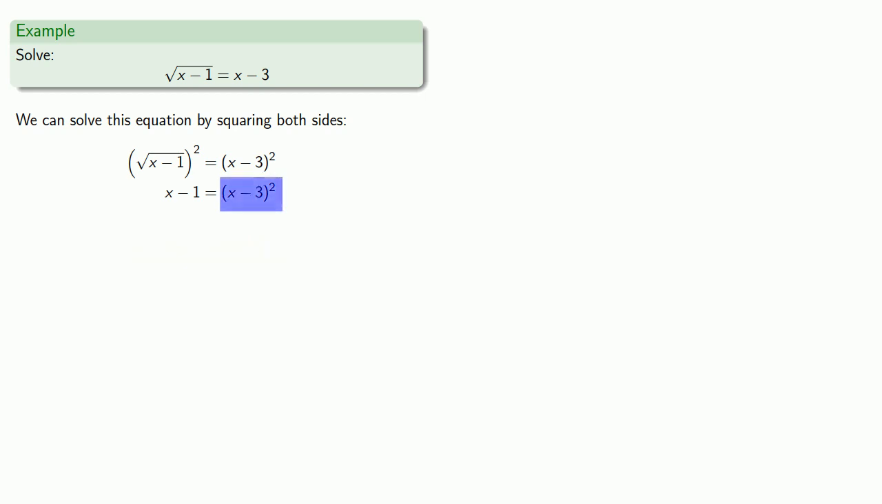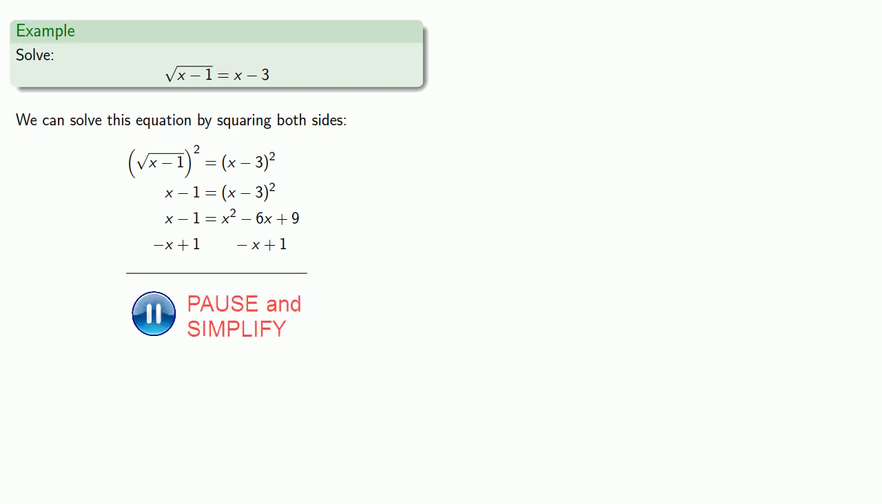Over on the right-hand side, we have x minus 3 squared, so we'll expand that. And we'll get a new equation, x minus 1 equals x squared minus 6x plus 9. Since this is a quadratic equation, we have an x squared, we'll want to get all of our terms onto one side. So over on the left-hand side, we have an x, and so we'll get rid of it by subtracting an x. We have a minus 1, so we'll get rid of it by adding 1. And we have to do the same thing to both sides, so we'll subtract x and add 1 to the right-hand side as well. And that gives us our new equation.